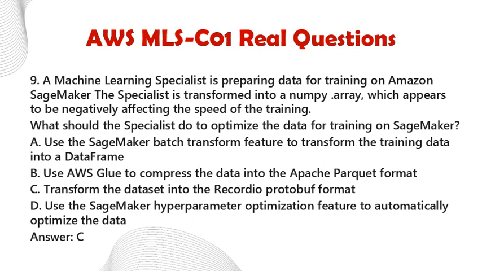A. Use the SageMaker batch transform feature to transform the training data into a data frame. B. Use AWS Glue to compress the data into the Apache Parquet format. C. Transform the dataset into the RecordIO protobuf format. D. Use the SageMaker hyperparameter optimization feature to automatically optimize the data. Answer: C.